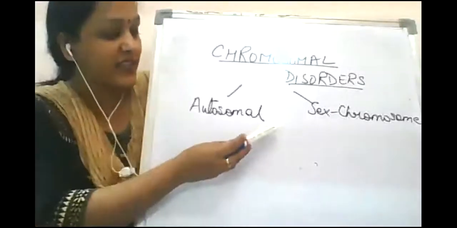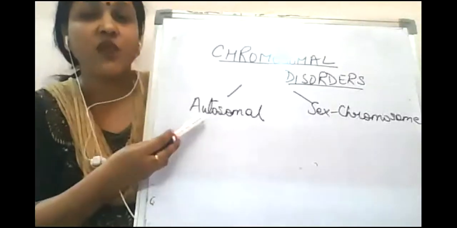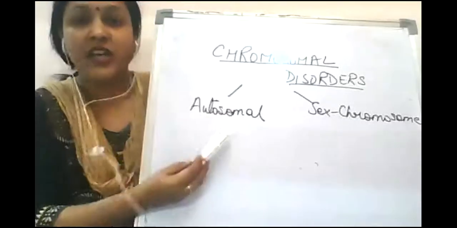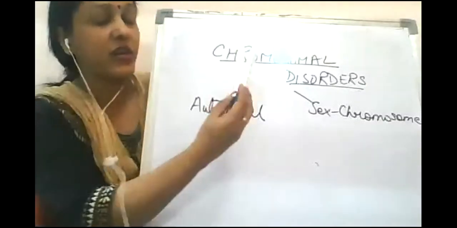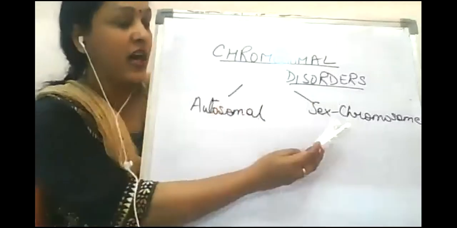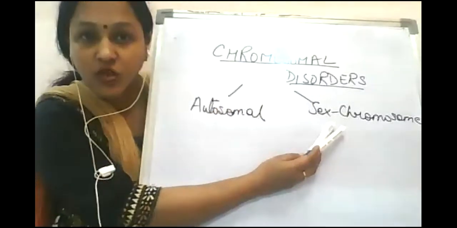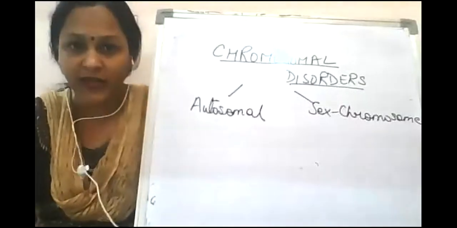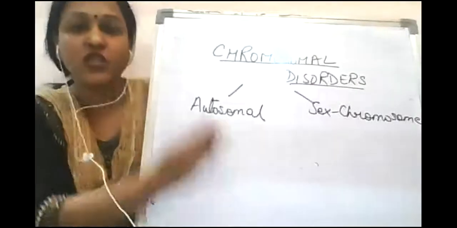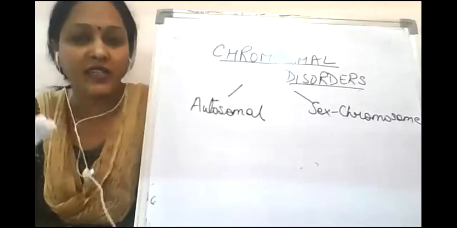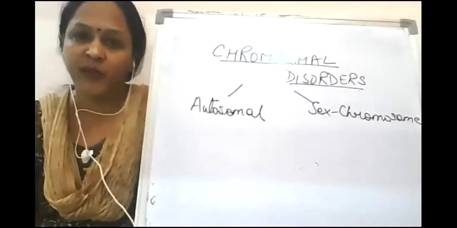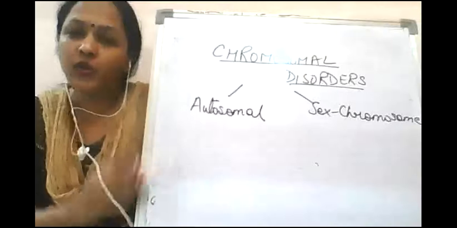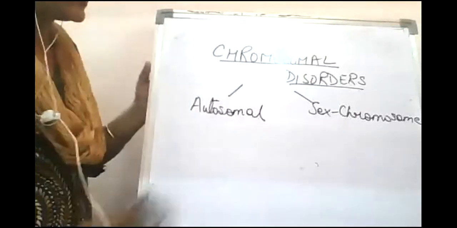And if a disease is occurring because of any change in one of those autosomes, then it is known as an autosomal disease or an autosomal disorder. And if it is occurring because of changes in the sex chromosome, then it will be called sex chromosomal abnormalities. Okay, now before we go into the details of these autosomal and sex chromosomal abnormalities, first of all, how do these abnormalities arise in an individual?